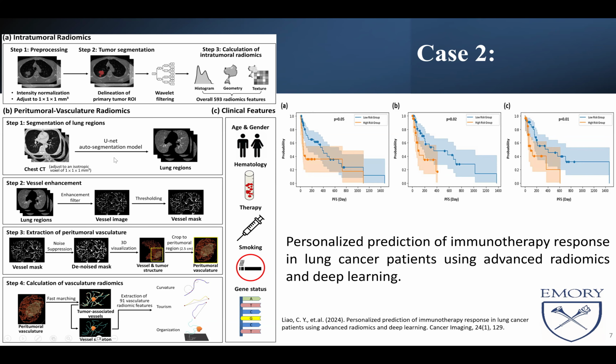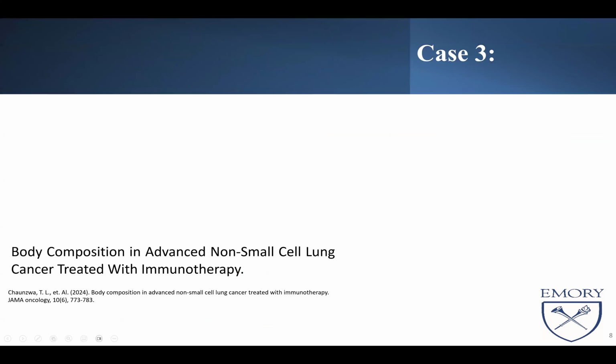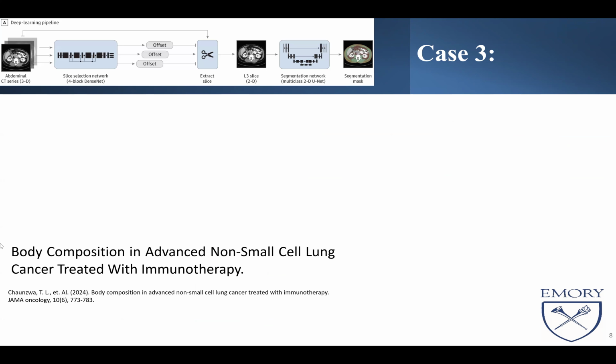Then the final case study I want to show, this one is what I love the most because they didn't have to train any model to do this. It's simply volume quantification. This is a study that used body composition. When I say body composition, I'm talking about the subcutaneous fat, the visceral fat, and the skeletal muscle. What this study does is they segmented the CT scan to get the three body composition components at the L3 slice.